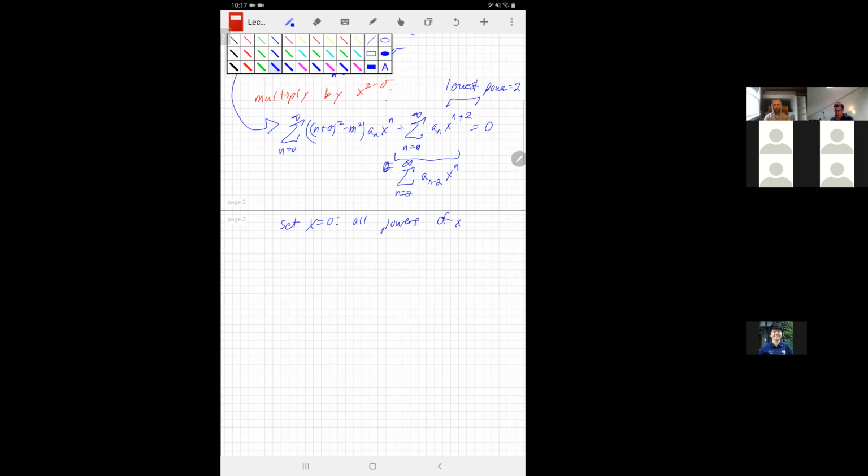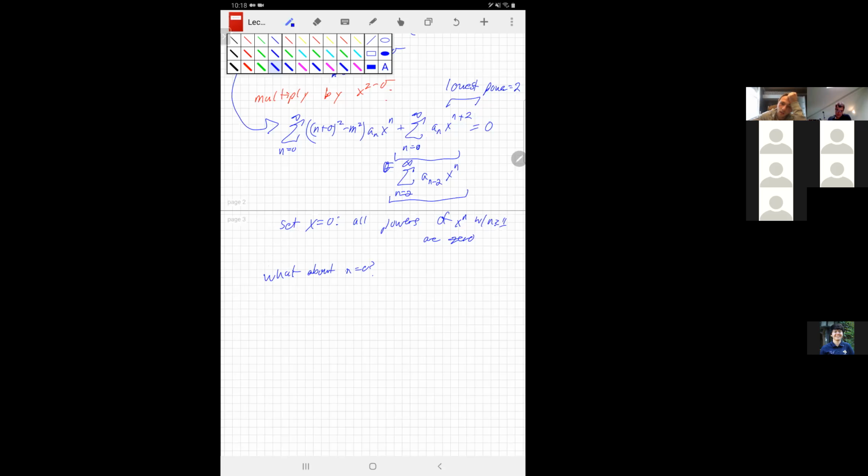All powers of x to the n with n greater than or equal to 1 are 0. So we know that at x equals 0, all of the other terms are satisfying this equation. But what about the constant term? Well, let's see here. Does this second summation have x to the 0 in there? No. Nope, I don't see x to the 0 in there because it starts with n equals 2. So it's only going to be in here.